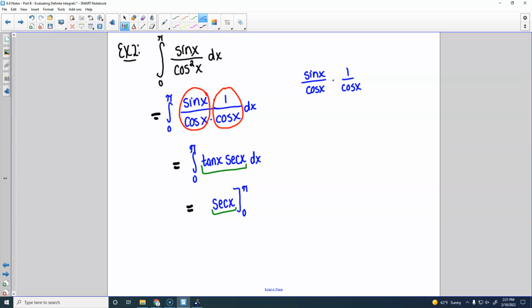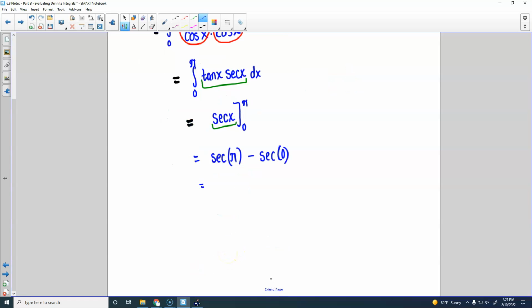So to evaluate this, this is just a rule. If you ever see tangent x secant x, its integral is secant x. So we might do a quiz on it, sure enough, to make sure we know those. So we plug in pi, and we plug in 0. Secant is not on our unit circle. It's 1 over cosine.